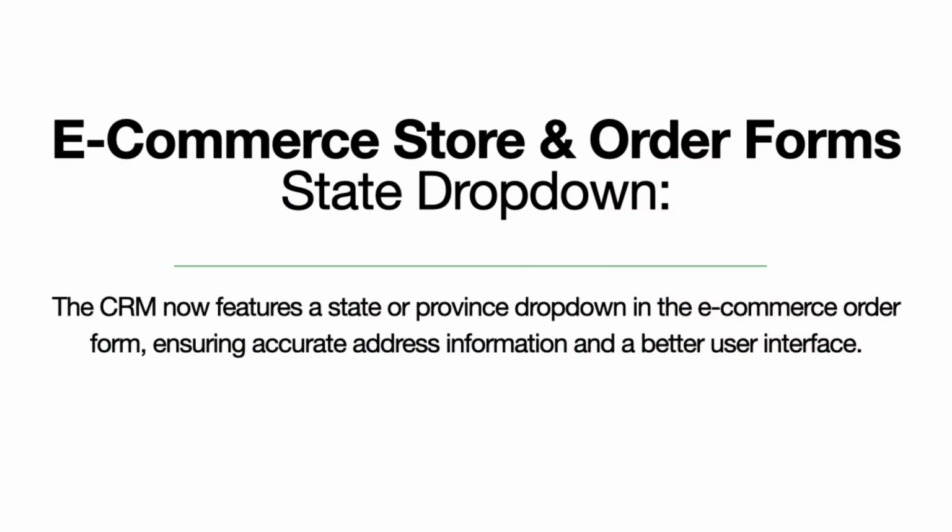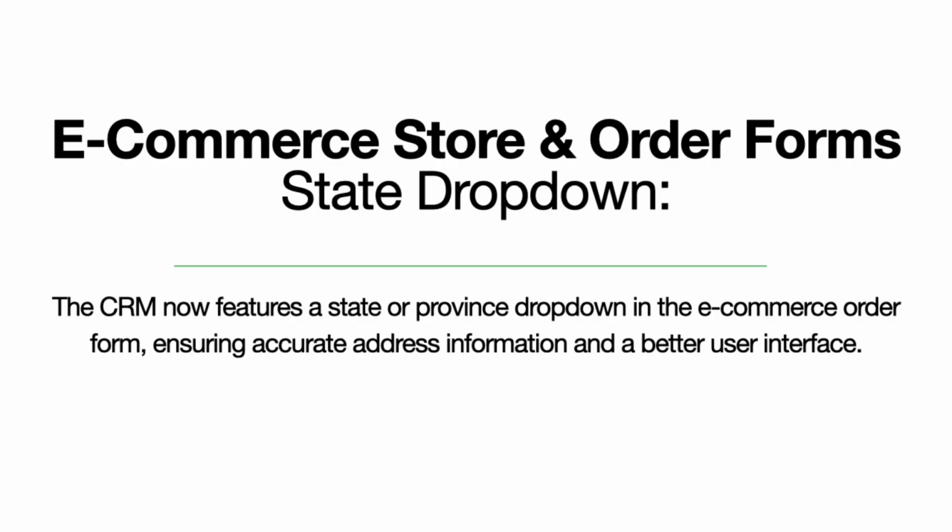A nice update today. It's a simple update, but it's a powerful one. Now, e-commerce stores and order forms have a state dropdown. This is going to enable a state or province dropdown in the e-commerce order form as well as the store. This is going to ensure accurate address information and a better user interface.